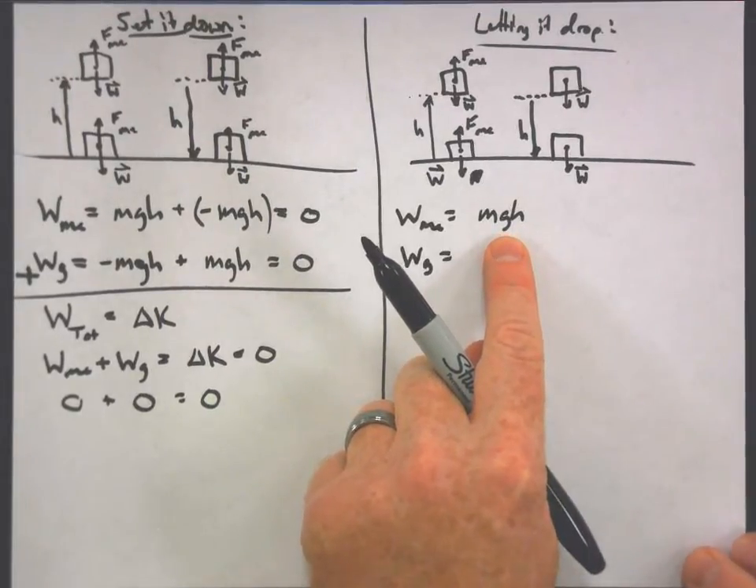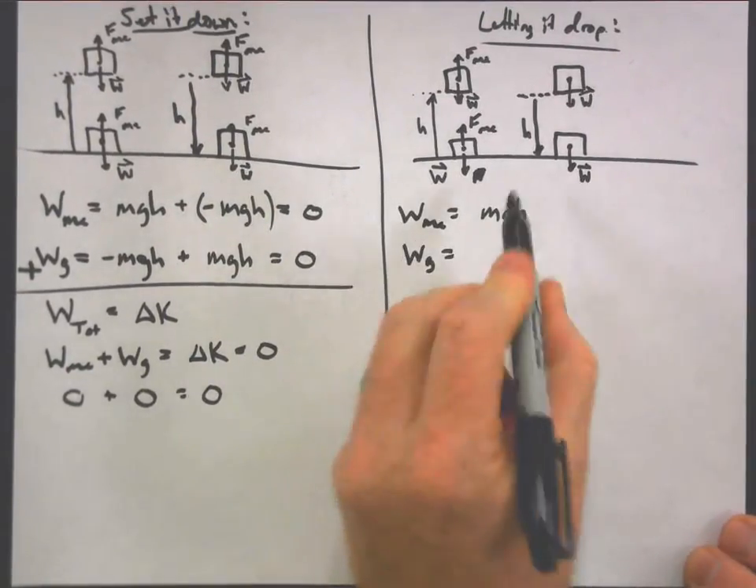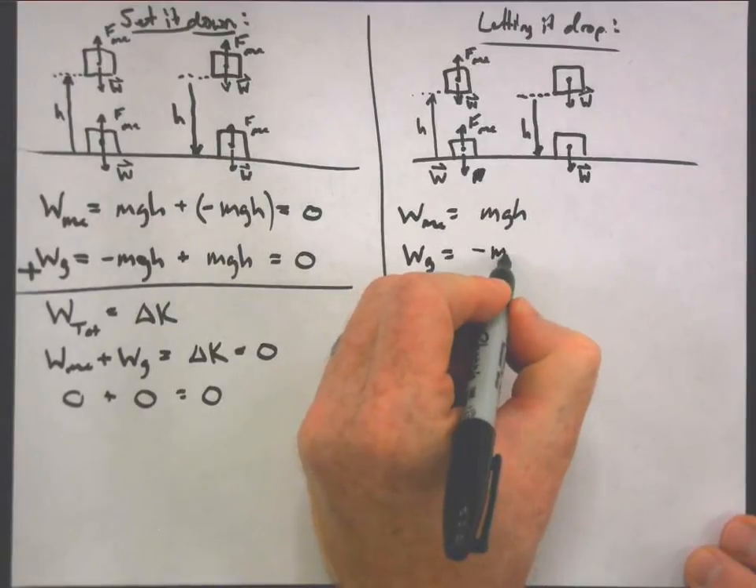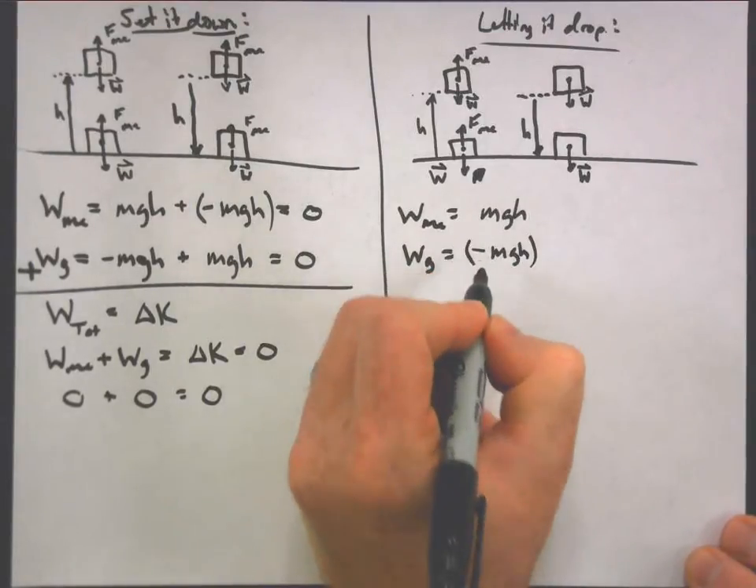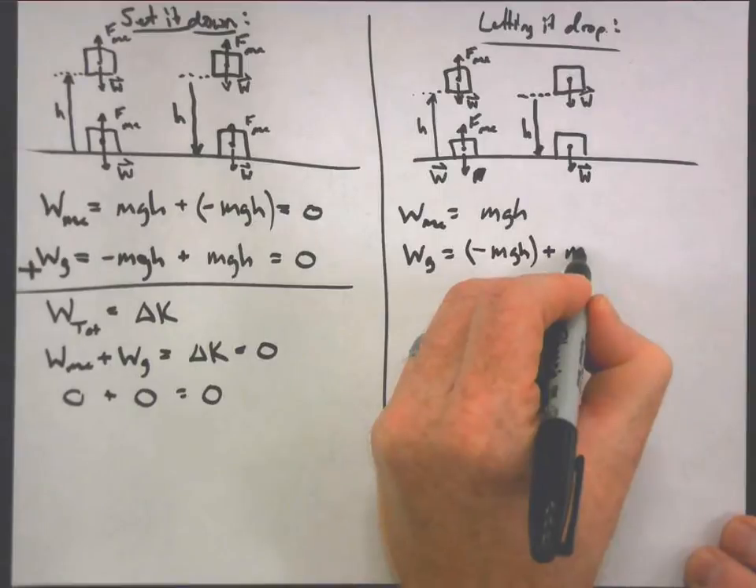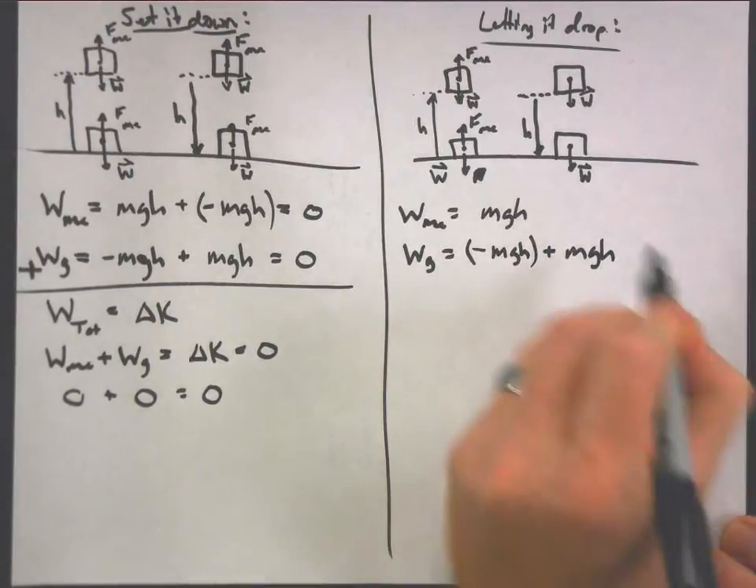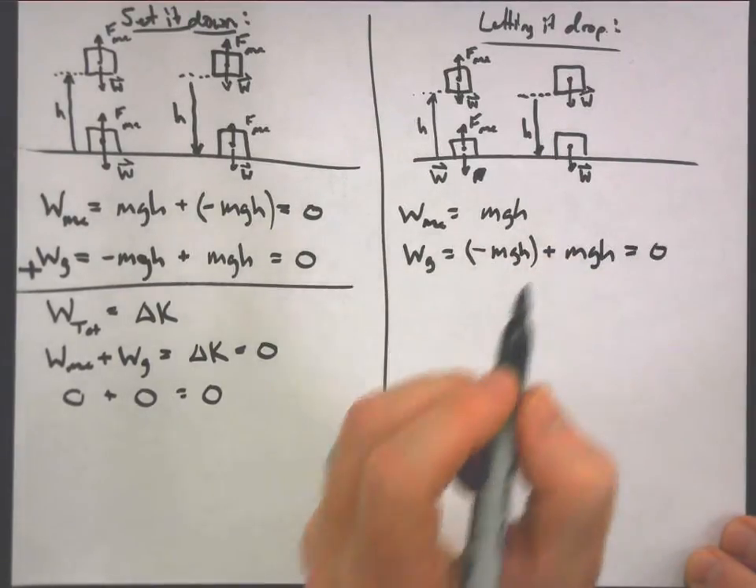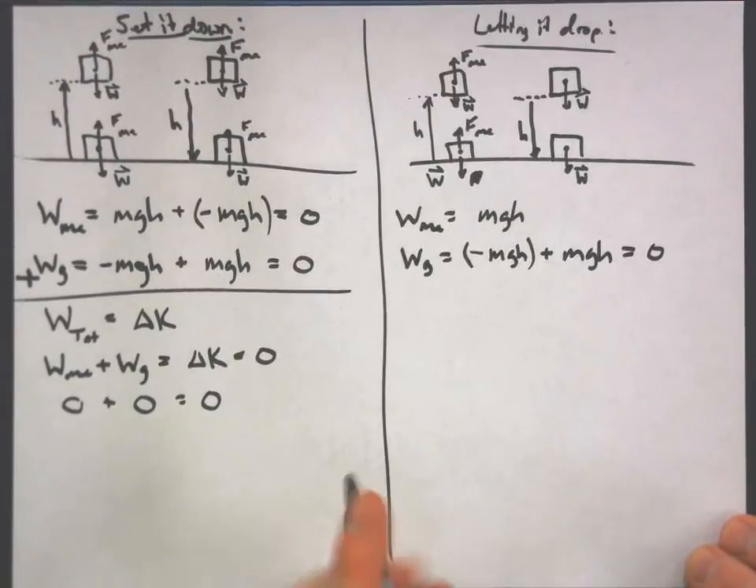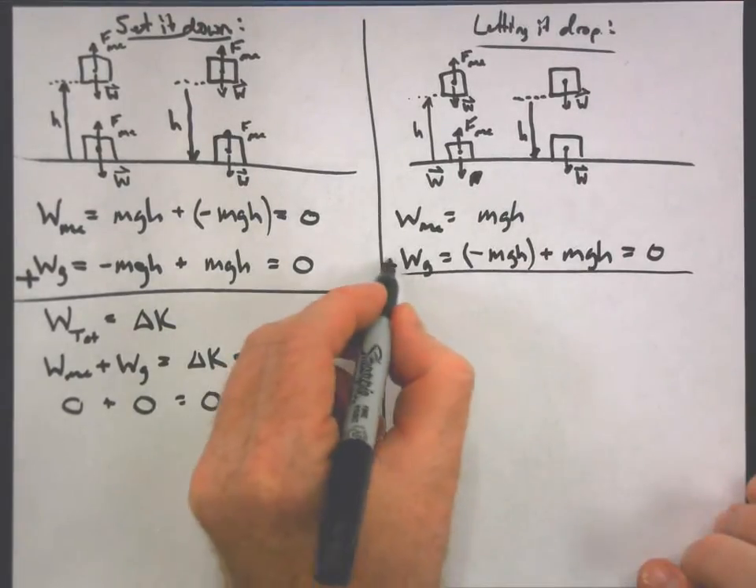Okay. Work done by gravity? All right. Well, we have on the trip up, it's doing minus mgh. On the trip down, it's doing plus mgh. Overall, the gravity does zero work. Well, again, we're going to find the total. Add these together.